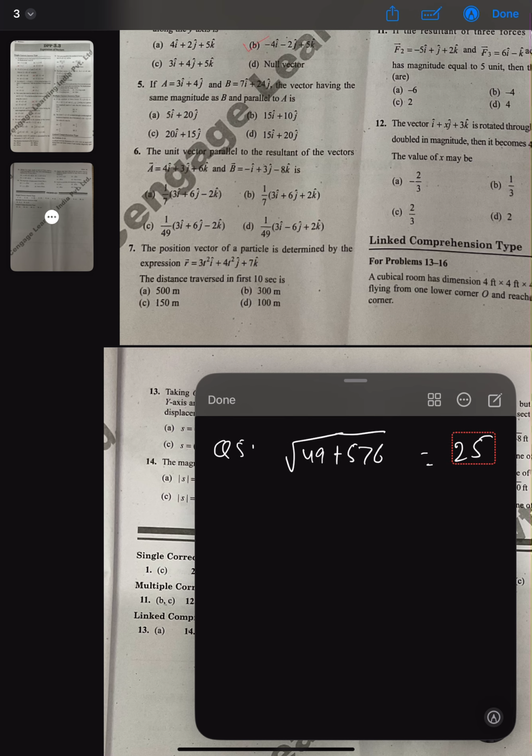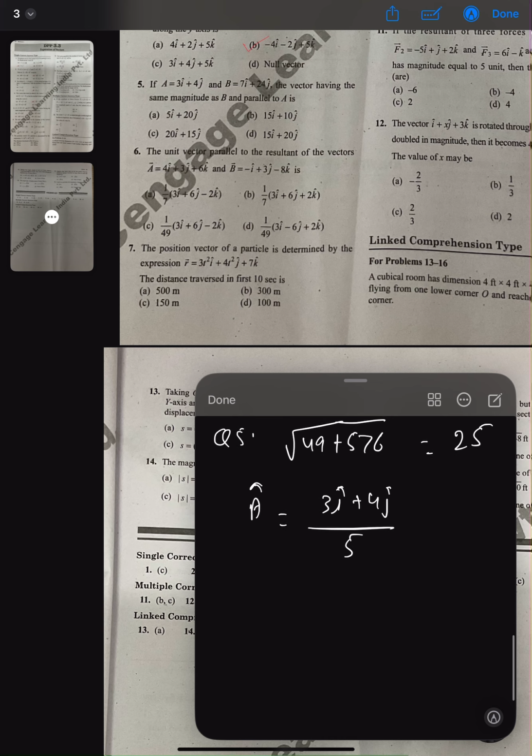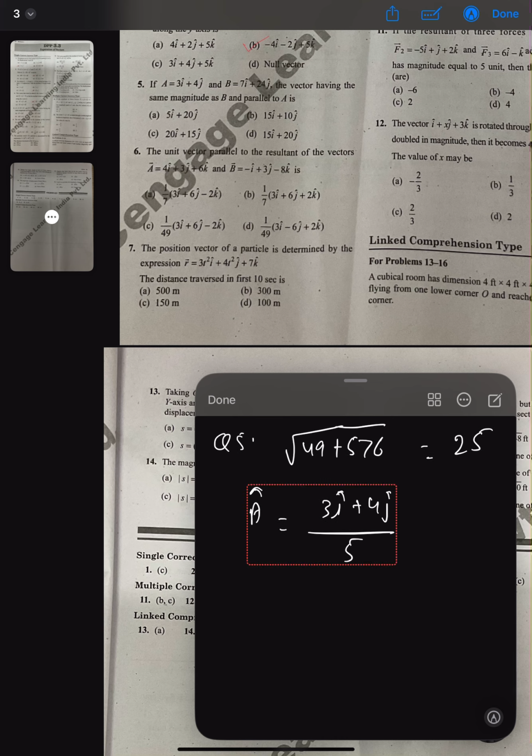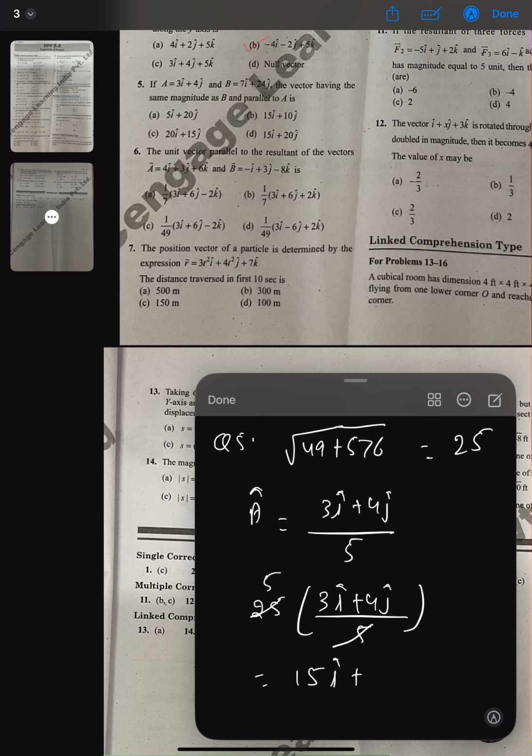What is the direction of A? A cap will be 3i cap plus 4j cap upon the magnitude of A. So what will be the final vector? The vector will be magnitude of B and direction of A. So I am multiplying the magnitude of B to the direction of A to get a new vector, that will be 15i cap plus 20j cap. We have done this type of question in the class also. So the answer will be D.